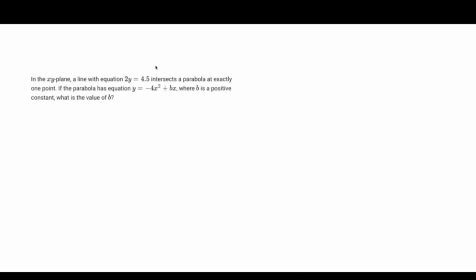In the XY plane, the line with equation 2y equals 4.5 intersects a parabola at exactly 1 point. If the parabola has equation y equals negative 4x squared plus bx, where b is a positive constant, what is the value of b? All right, so first off, I'm just going to say this.